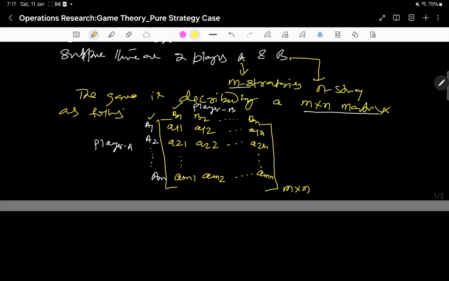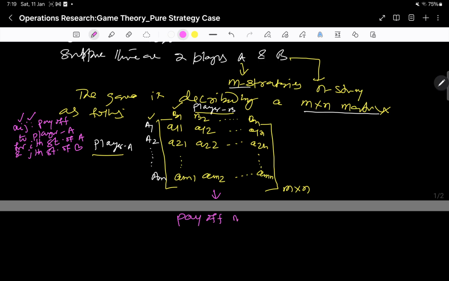Now what is the point of view of A and what is the point of view of B, we will discuss. Now Aij means what? Payoff to player A, when A chooses the ith strategy and B chooses the jth strategy. Basically this is the payoff for player A.